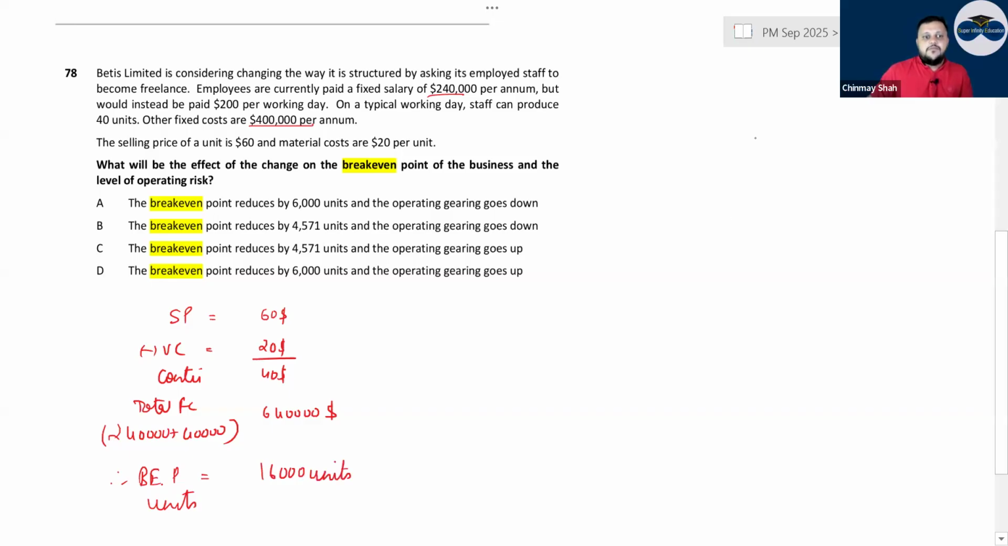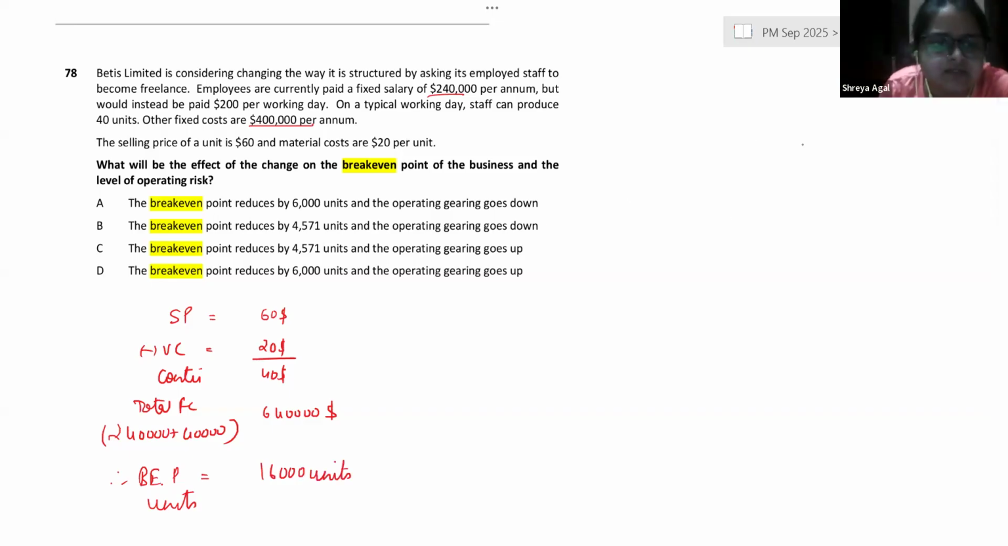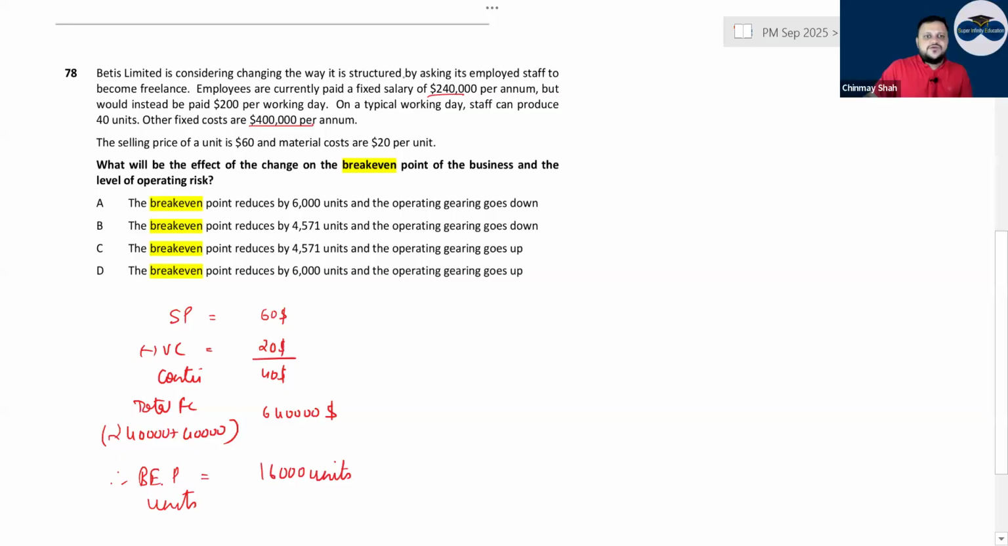Sir, but how do we calculate this total fixed cost? Take the 240,000 fixed salary, correct? Plus other fixed cost of how much? $200 per working day, 400. So how much is the total? $400,000. Total how much?